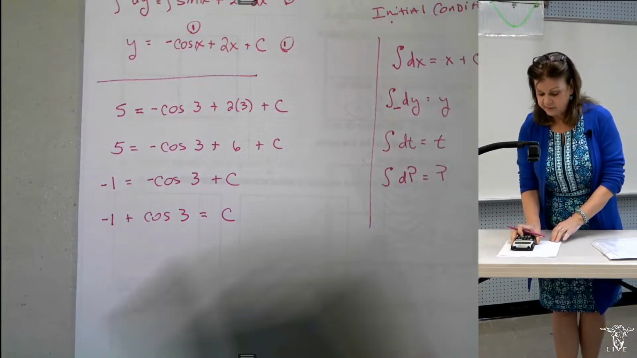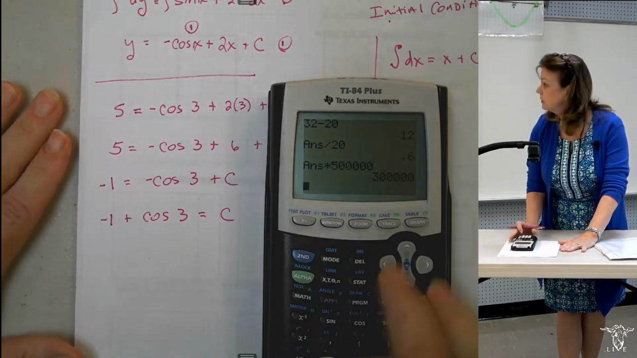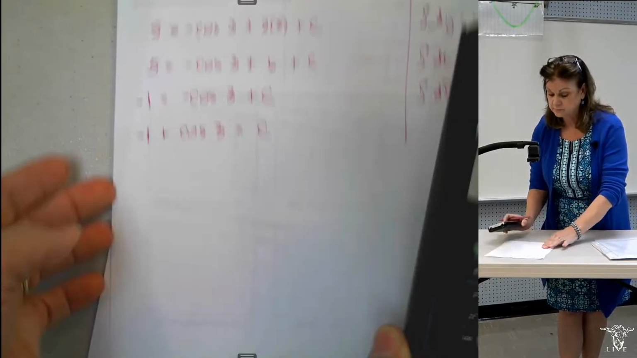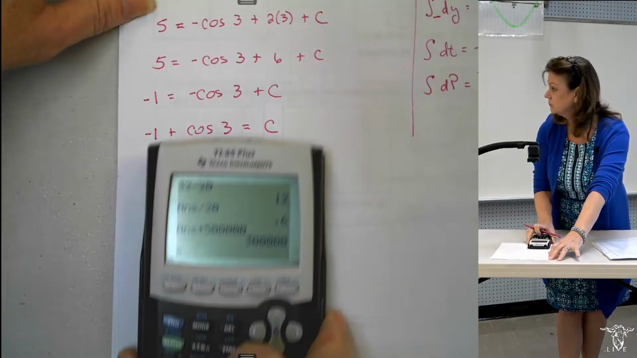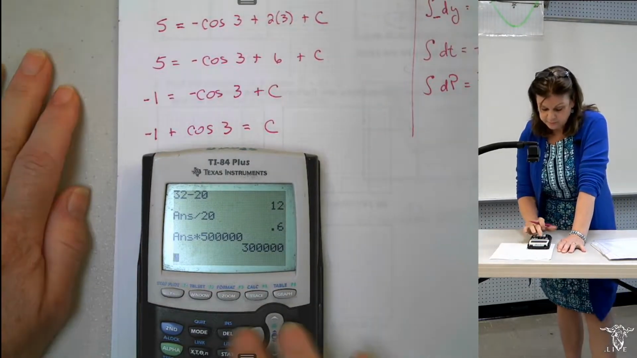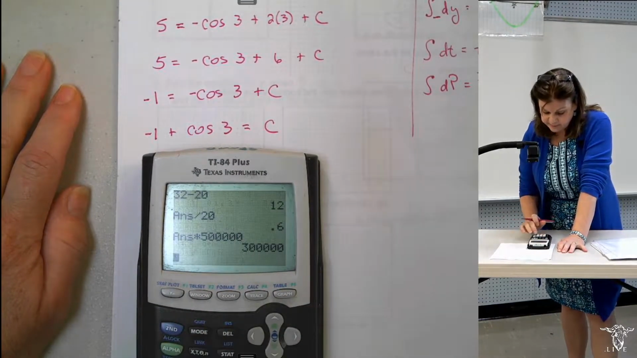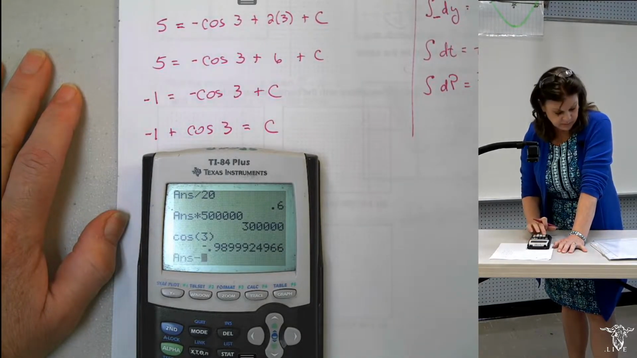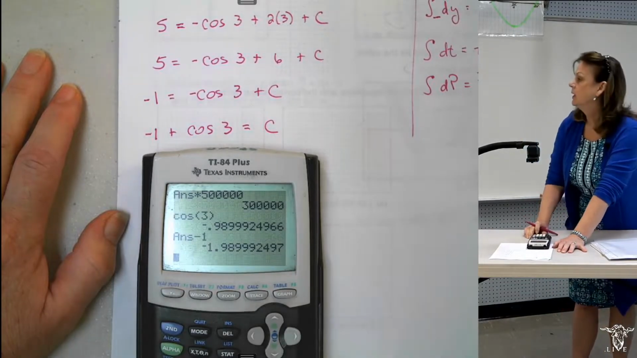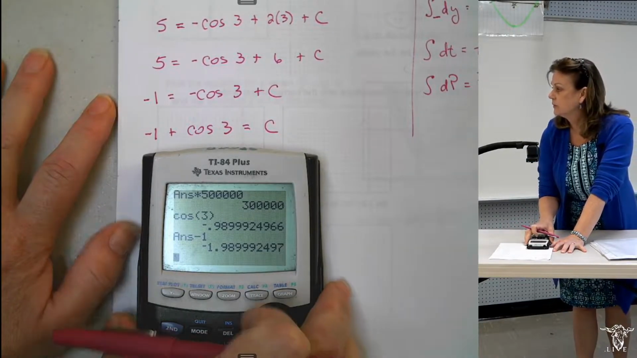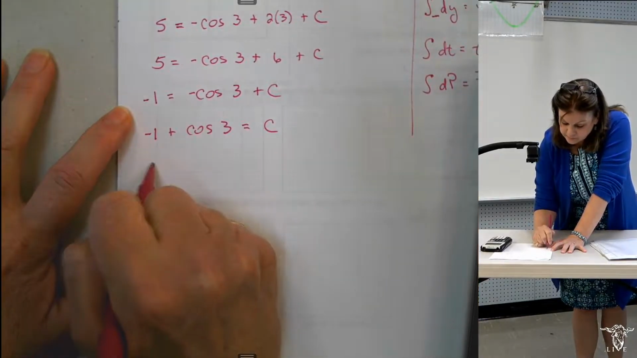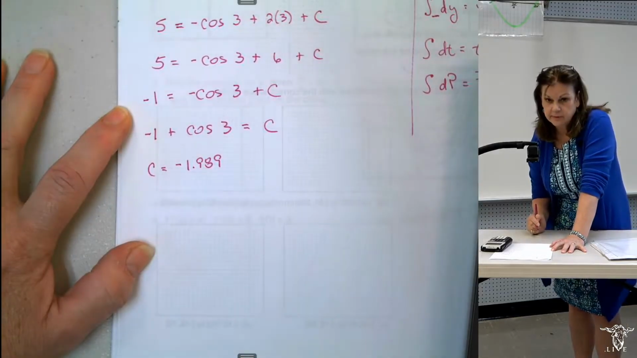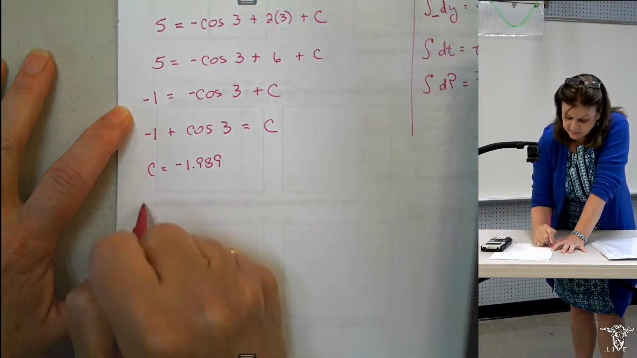So again, if you have your calculator, that's great. If you don't, I'm not showing up. Let me see. Hang on a minute. Okay, there we go. Clay, you're in radians. So cosine 3 minus 1, and the value of my constant is negative 1.989. Okay, easy peasy. There we go.